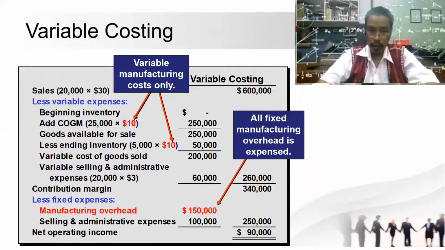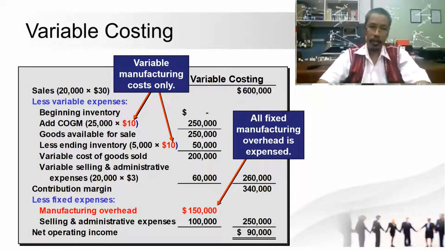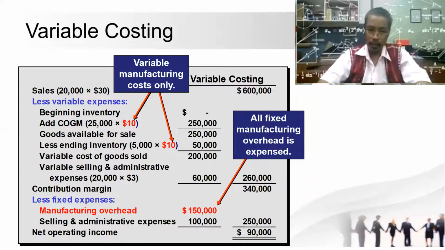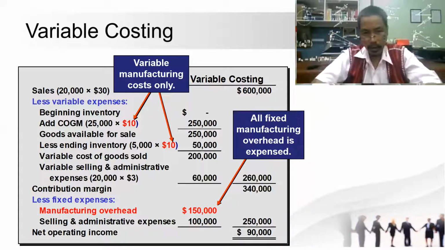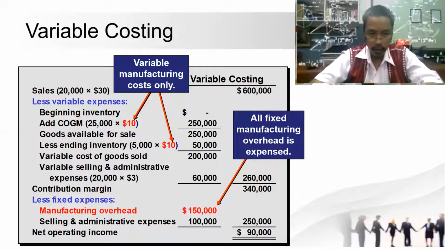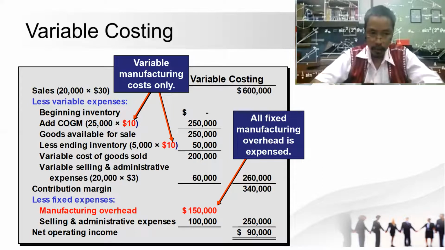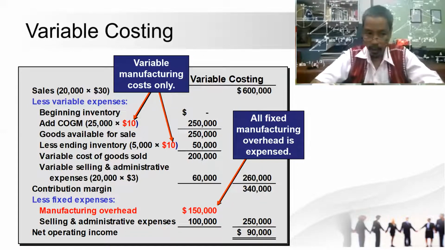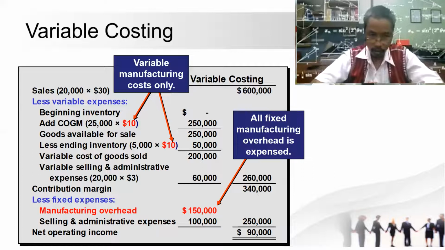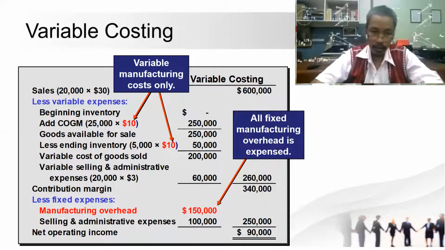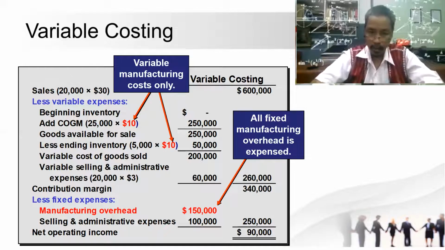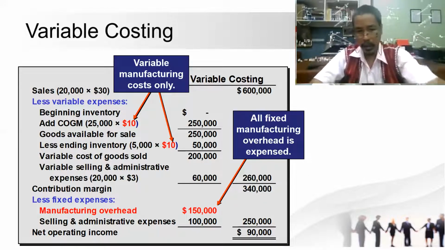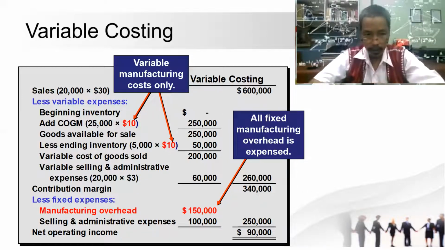be able to find the contribution margin. Contribution margin is equal to sales minus variable expenses. What are the variable expenses? The variable expenses are the variable cost of goods sold and variable selling and admin expenses, which total to 20,000 times 3, that is 60,000. So 60,000 plus 100,000, that is 260,000. That is our variable expenses.